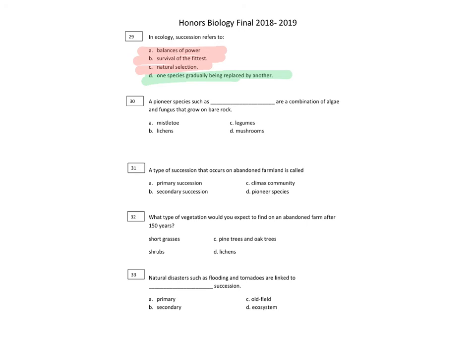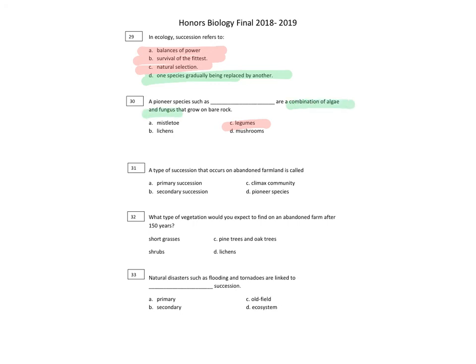A pioneer species, such as blank, are a combination of algae and fungus and grow on rock. Now this one, maybe you didn't know what legumes were. That's fair. Maybe you never heard of legumes. You know mushrooms are fungi. But this tells you a combination of algae and fungi.